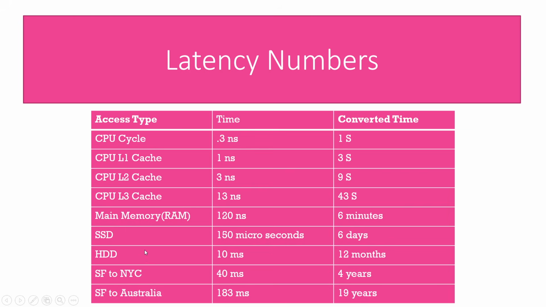If you're using an old-school hard drive, it goes up from 6 days to 10 milliseconds, which converts to 12 months. So that's a massive difference. And even worse would be calls to other data centers. So here you're limited by the speed of light. If you don't have data locally in a certain data center and you have to go reach out to another one, you can see that your performance drops off horribly. So that's going to come into play when you're designing a system.